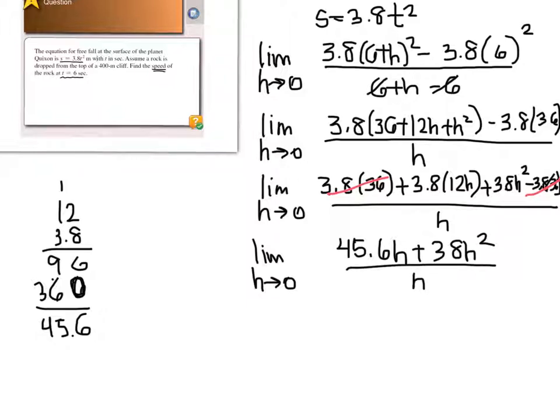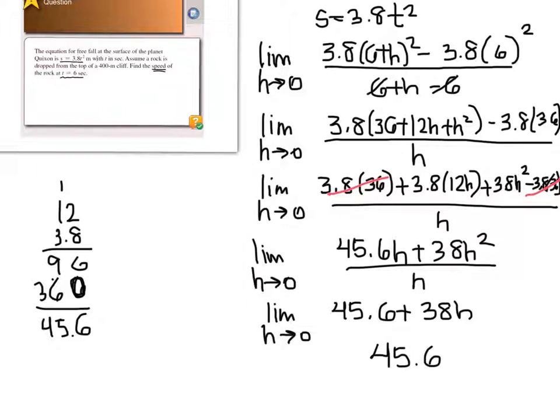So we factor out the h, so we're left with 45.6 plus 3.8h. And then as h approaches 0, the instantaneous speed, the slope of the tangent line, is 45.6. Now we need to make sure then we write that in proper notation, like, what is it, meters per second would be the speed.